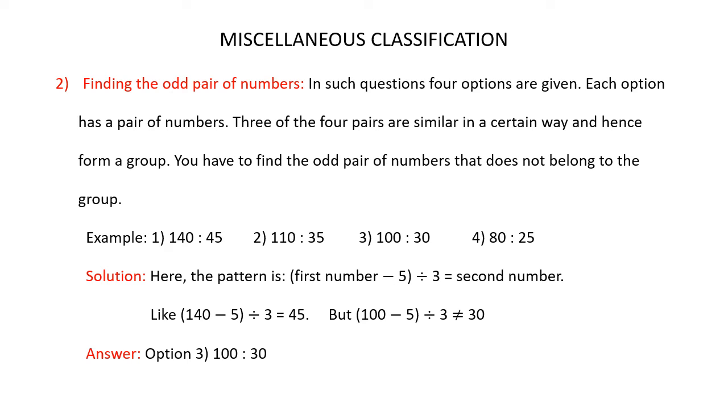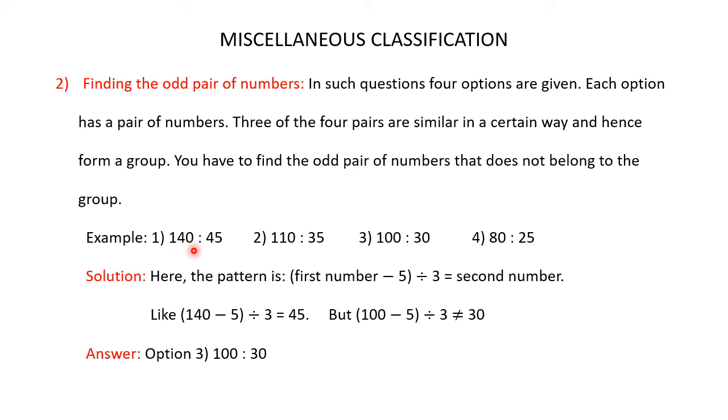Let's learn about the miscellaneous classification questions where you have to find the odd pair of numbers. In such questions, 4 options are given. Each option has a pair of numbers. 3 of the 4 pairs are similar in a certain way and hence form a group. You have to find the odd pair of numbers that does not belong to the group. For example, here you are given 4 pairs of numbers.